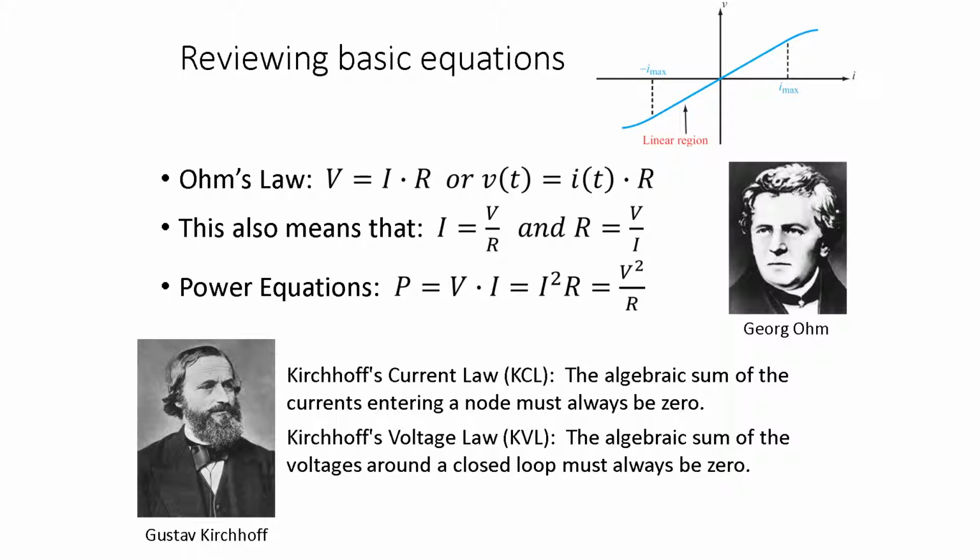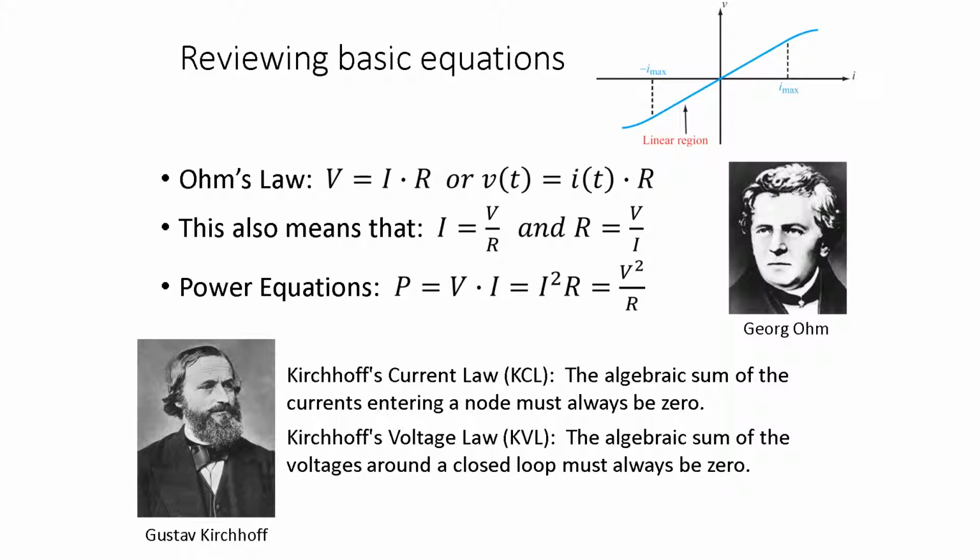So here I just want to review some of the basic equations that we've already had before we start introducing new ones. The first one is Ohm's law, V equals IR, or if you're looking a little more at time, voltage at a given time equals the current at a given time times the resistance, V equals IR. Voltage is in volts, I is current in amps, and resistance, R, is in ohms.